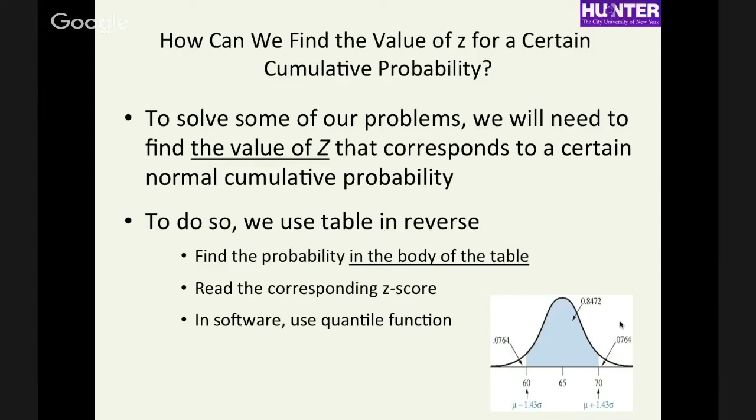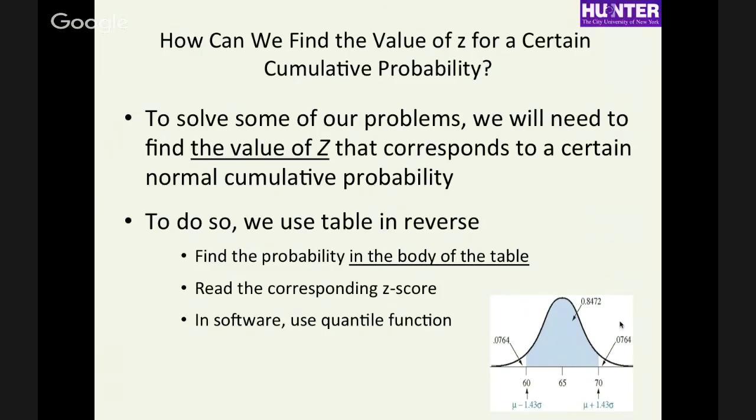One way that you can use the Z table is like we did: you want to look something up for a particular value of Z. But you may also want to do it in reverse, which is you have a certain probability and you want to get the corresponding Z value. You can do that with the table just by looking up the probability and reading backwards the row and the column to get the Z value. And in software, it'll be called a quantile function. Like in R, it's the qnorm function.